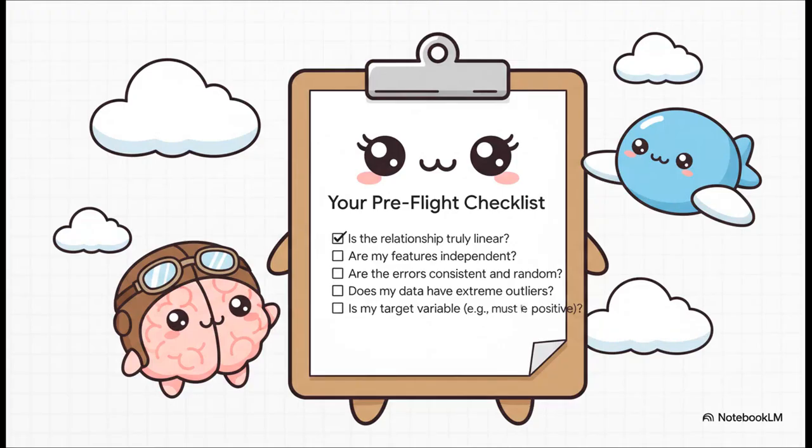So this is the big takeaway. This is your pre-flight checklist. From now on, before you even think about using linear regression, you have to run through these questions. Is the relationship actually a line? Are my features redundant? Are my errors well behaved? Are there crazy outliers? And can my prediction be negative? If you get a no on any of these, that's a huge warning sign that you might be picking the wrong tool for the job.